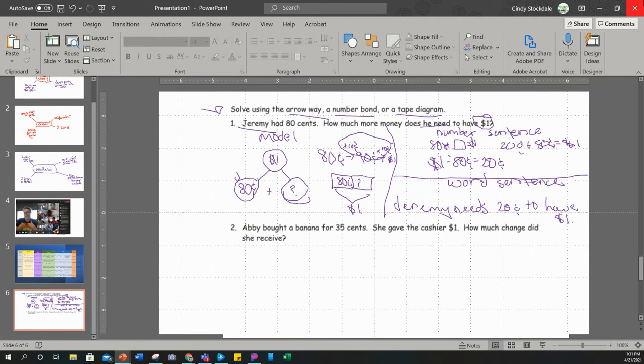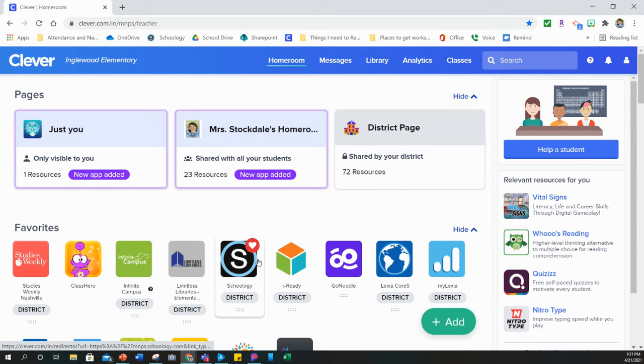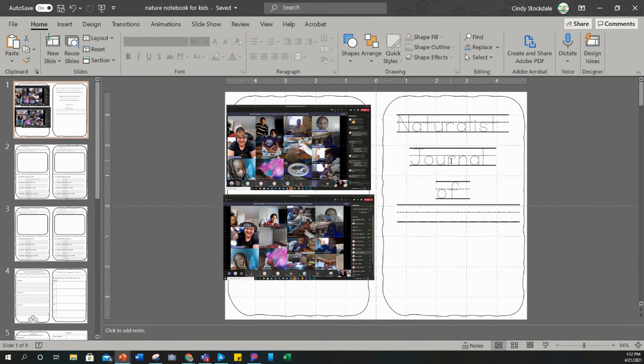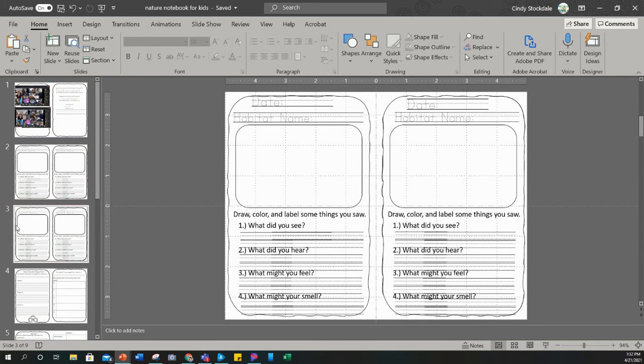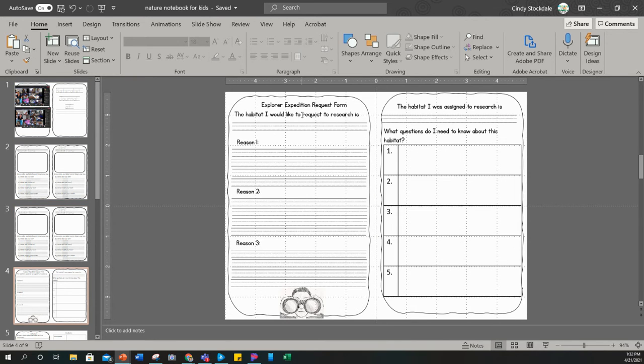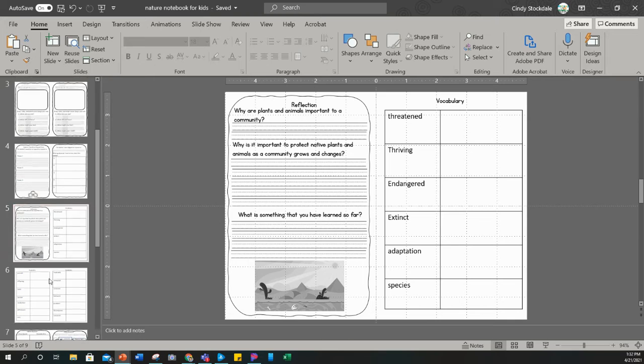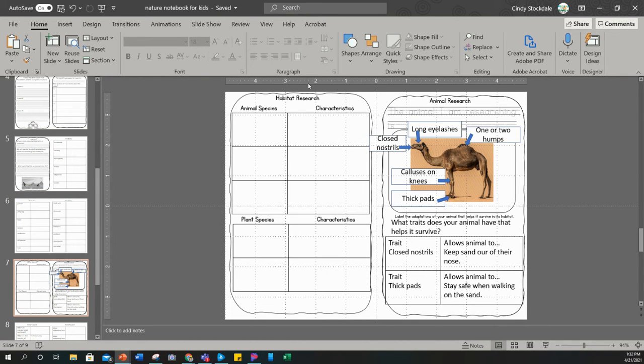Okay, and then the last part of our work today was in science class. We went to the next portion of our animal research. So in our naturalist journal, so far we have filled out the habitats. We have done our Explore Expedition research request form. We have done the habitat we were assigned. We have not done these, so we're going to jump down to habitat.